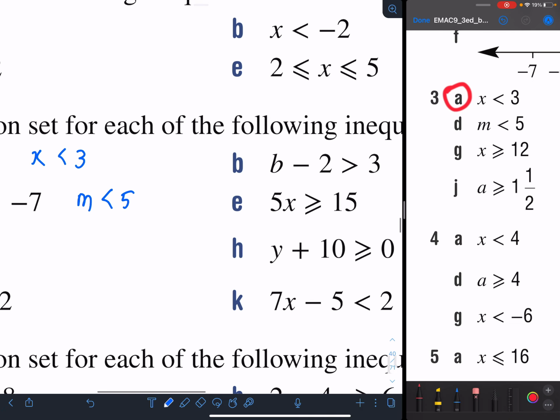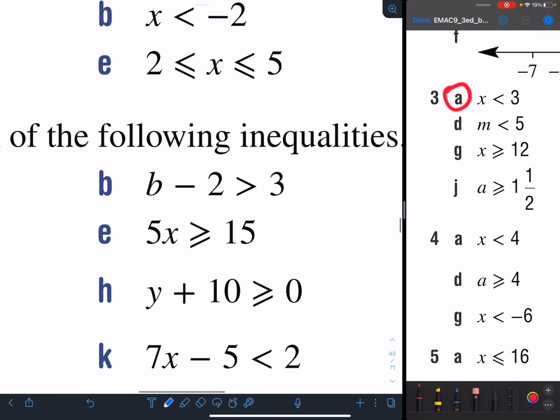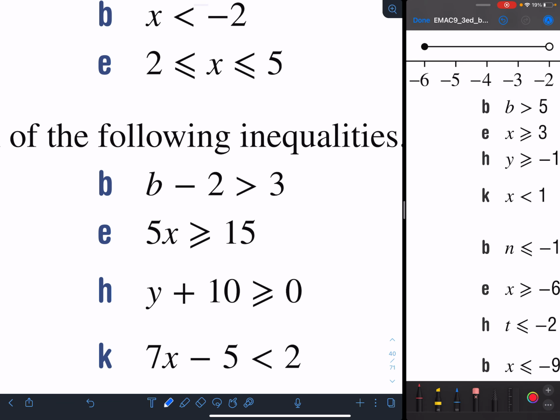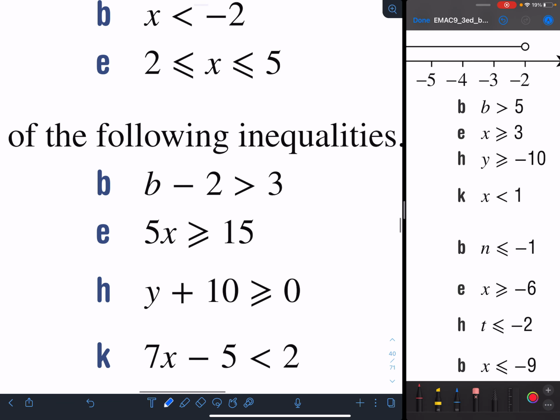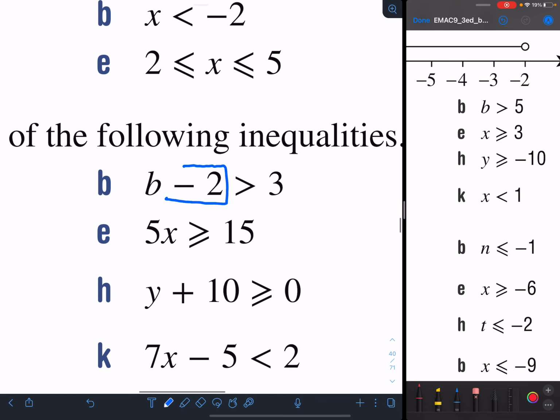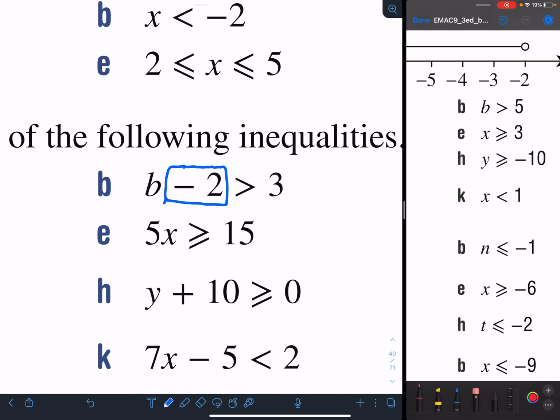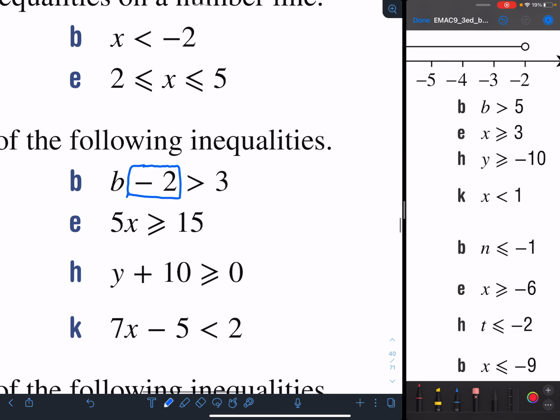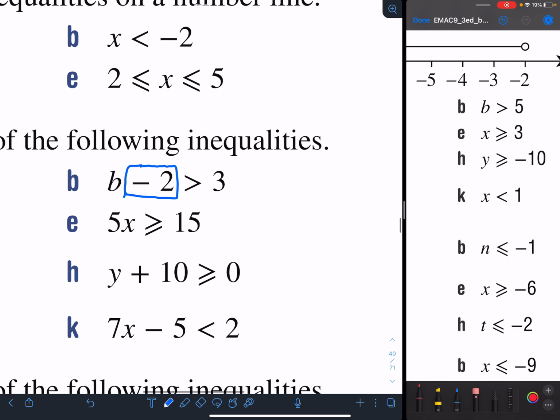Let's do another one, B. B minus 2 is greater than 3, and we want to remove the minus 2 from the left-hand side, so we add 2 to both sides. On the right-hand side, we'll have 3 plus 2, which is 5, so B is greater than 5.